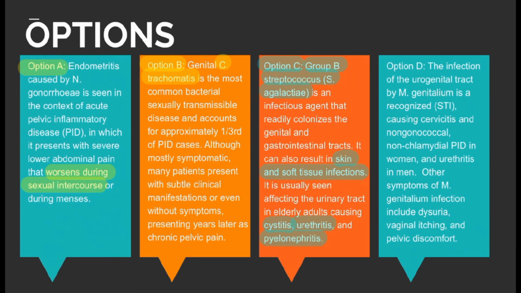Option D, the infection of the urogenital tract by Mycoplasma genitalium is a recognized sexually transmitted infection or STI, causing cervicitis and non-gonococcal, non-chlamydial PID in women, and urethritis in men. Although it shares the clinical manifestations of chlamydial PID like lower abdominal pain and foul-smelling vaginal discharge, the association of Mycoplasma genitalium PID and infertility is less strong, as observed with other infectious agents. Other symptoms of M. genitalium infection include dysuria, vaginal itching, and pelvic discomfort.